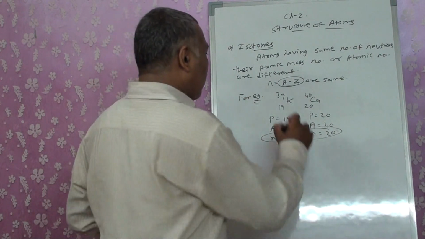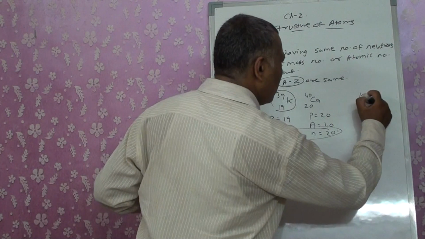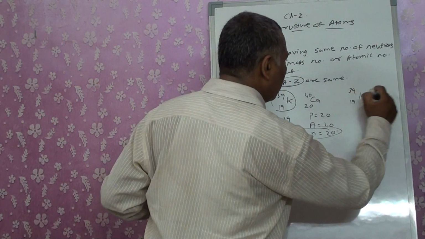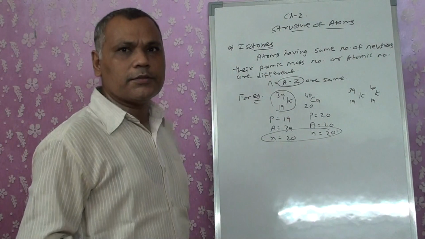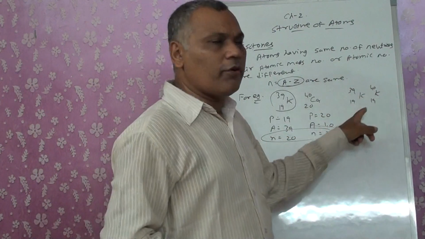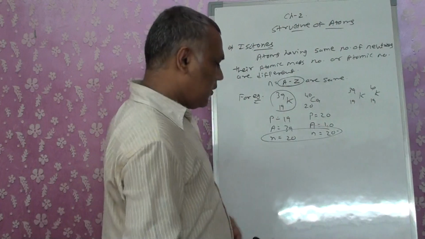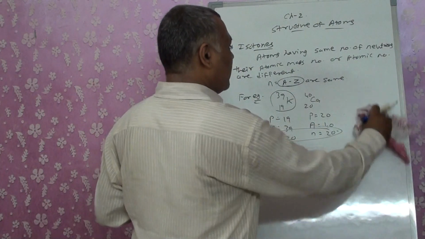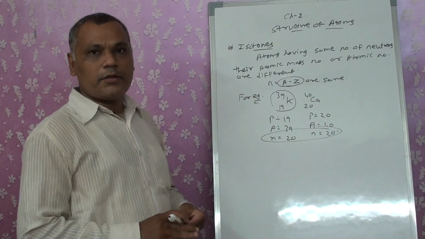No doubt. In our previous example, we wrote K 19, 39 and K 19, 40. What are they known as? If we have 19, 39 and 19, 40, what are they known as? Isotopes. Here we have isotones, right? So that is our third factor.